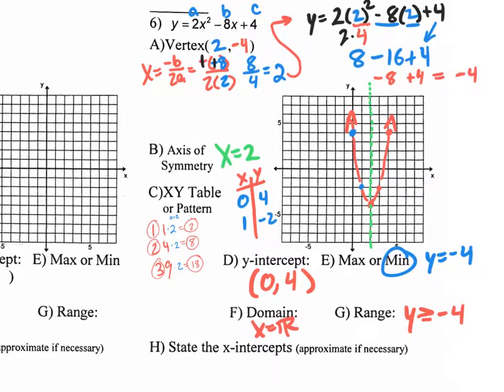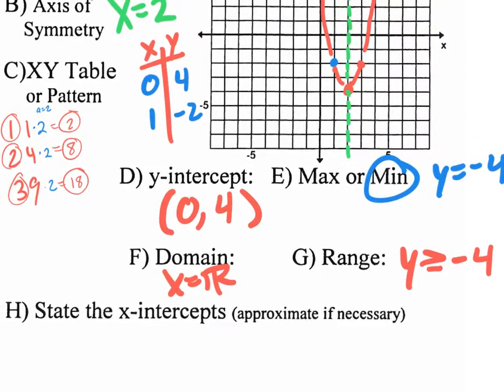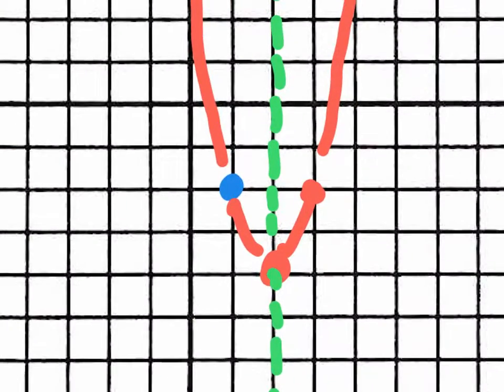And check this out. State the x-intercepts, approximate if necessary, right? Because where does this parabola cross the x-axis? Here's 0, here's 1, here's 2, here's 3. Wait, no, I'm sorry, that's not 3. 3 is right there. That's 4. Okay, so where does this parabola cross the x-axis? Approximately 3.5. And over here? Approximately 3.5 and 0.5, right? 0.5 and 3.5.